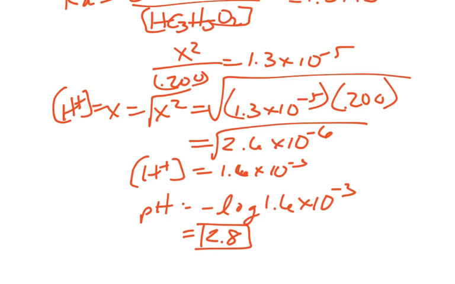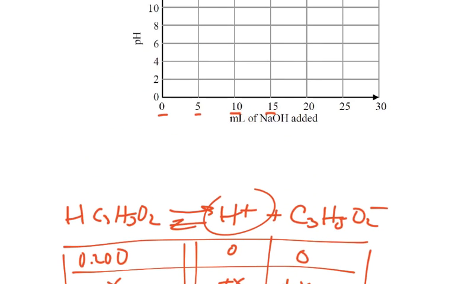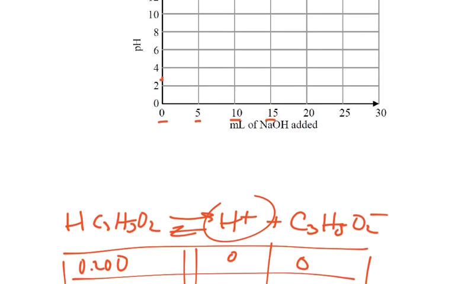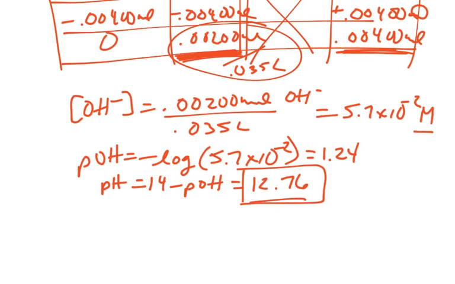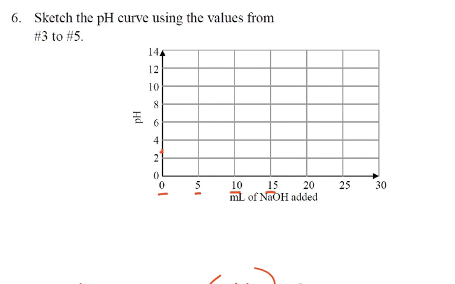Okay, so what are my values? I have 2.8 for my initial value. So at 0, it's 2.8. That's 3, so a little bit below that. Okay, when we did 15 milliliters, that was 12.76. So 12.76, here's 12, 13, almost 13. So we have that value.